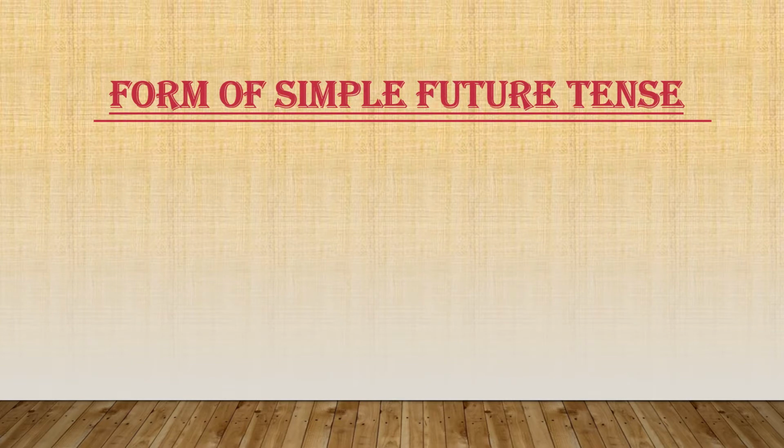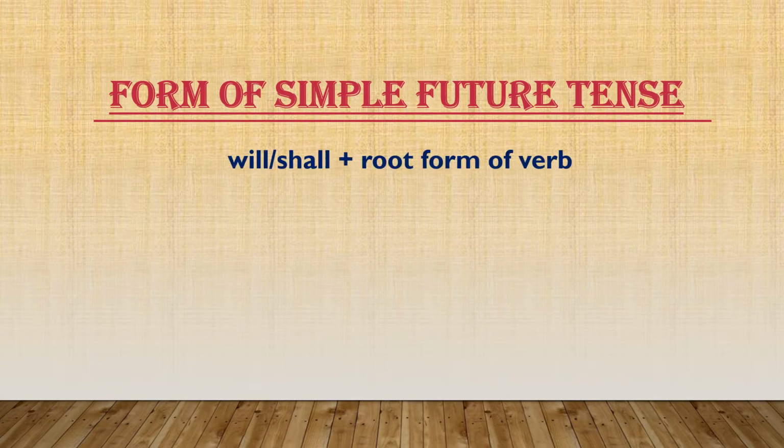To frame a sentence in simple future tense, we will use will or shall plus root form of verb, that is the base form of verb. Just to remind you, eat will remain eat, beat will remain as beat, that is the root form of verb. Along with that, to make it in simple future tense, we will use will or shall.